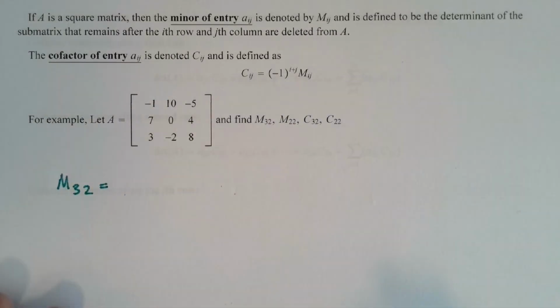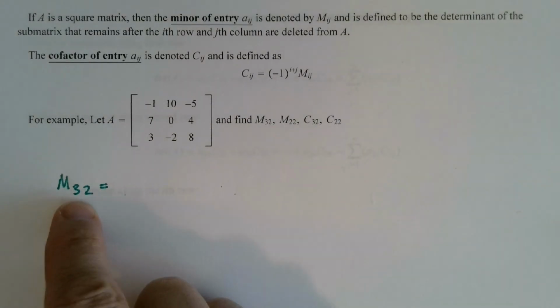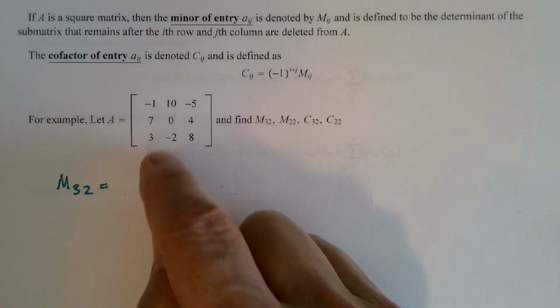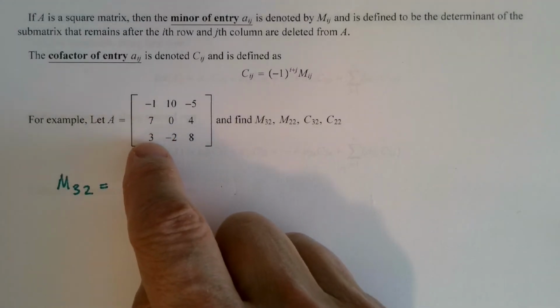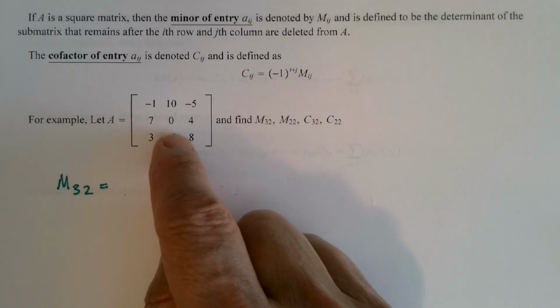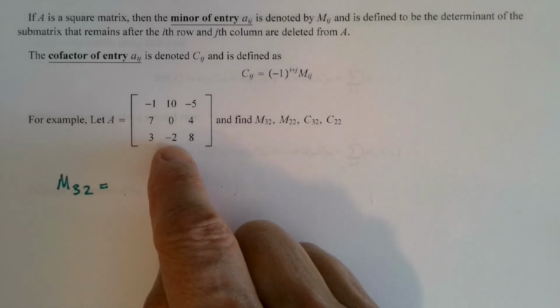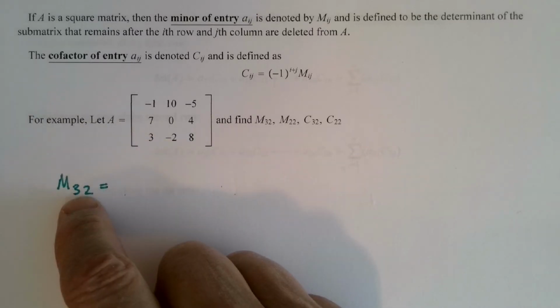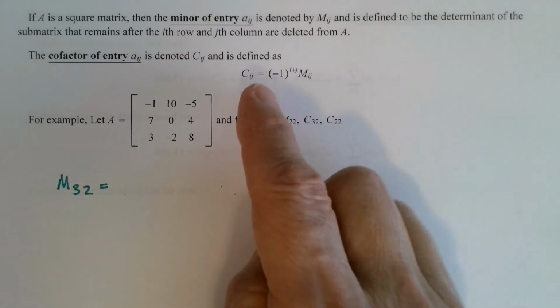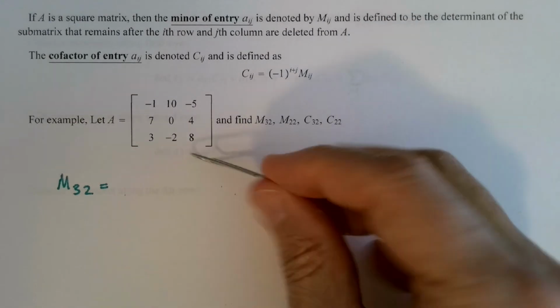So it's going to be the determinant of the submatrix that we get by removing the, in this case, third row, second column, because this is M32. Now if I go to the third row, second column, we're looking at that -2. It's real important to realize that this -2 is not going to come into play with the calculation of the minor, because we're removing the row and column that it's in.